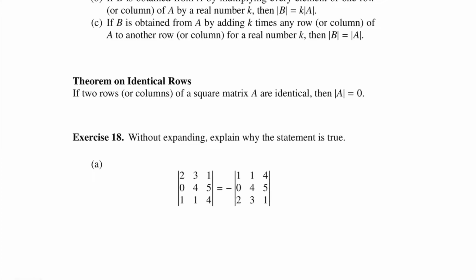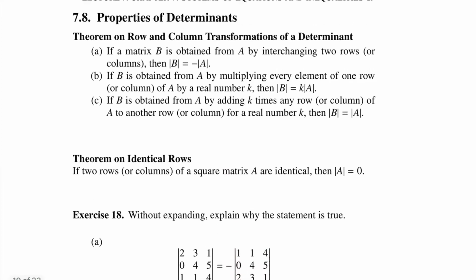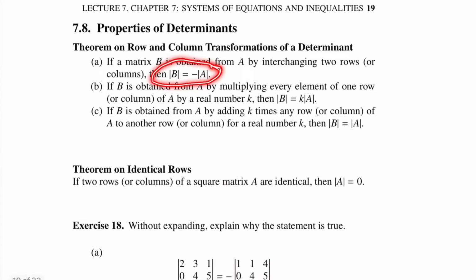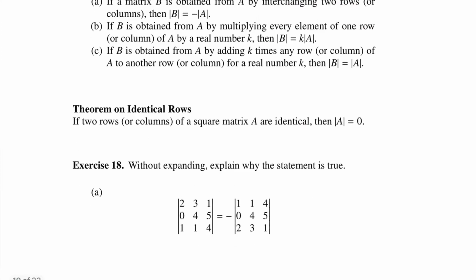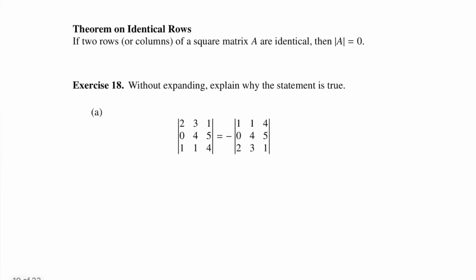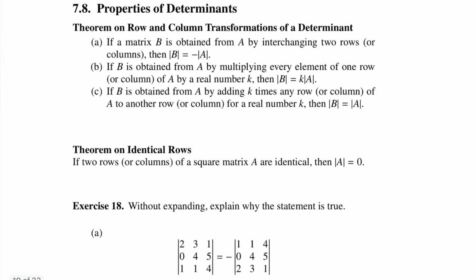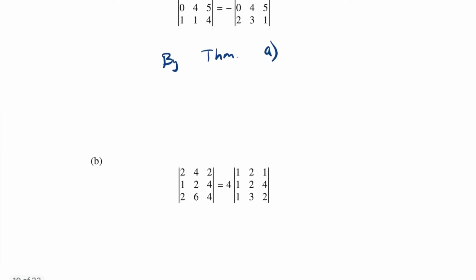So it says here, without expanding, explain why the statement is true. Well, because there's a negative here, I'm led to believe that it's going to be because of this theorem, part A. So let's see if we can find two rows that have been interchanged, or columns. So it looks like the first and the third have been interchanged, and therefore that is why there is a negative. So I'm just going to say, by theorem A. It was the first one. Yes, it was. By theorem A.